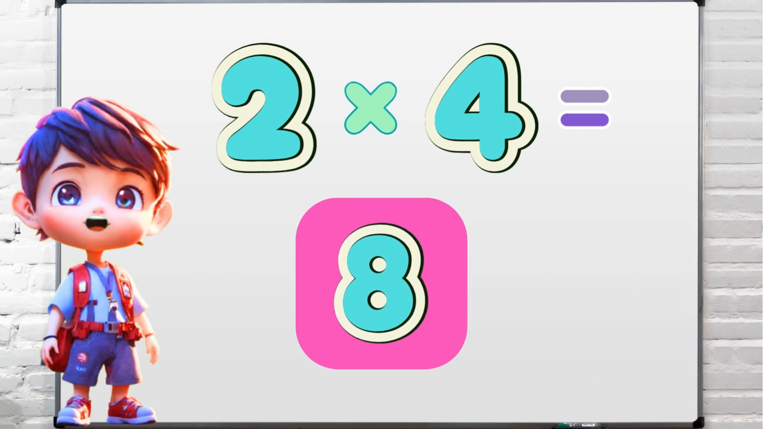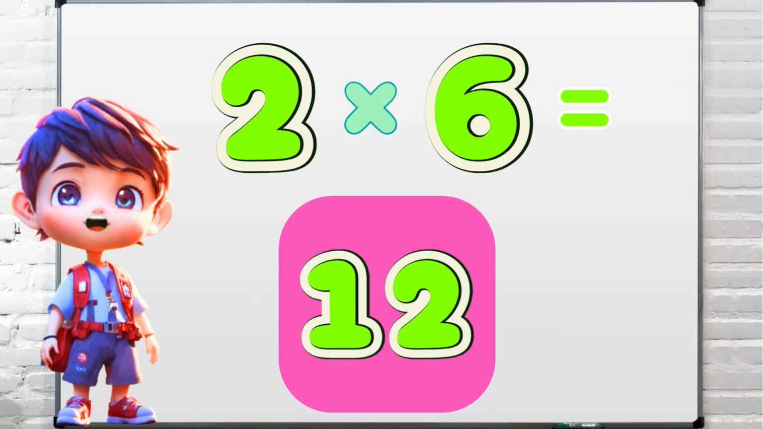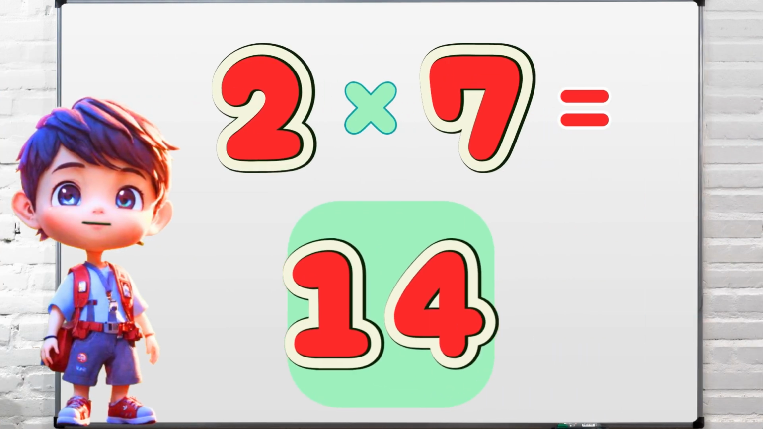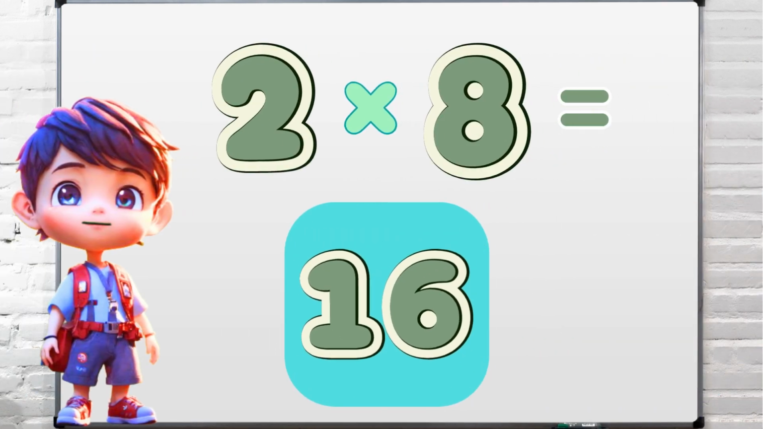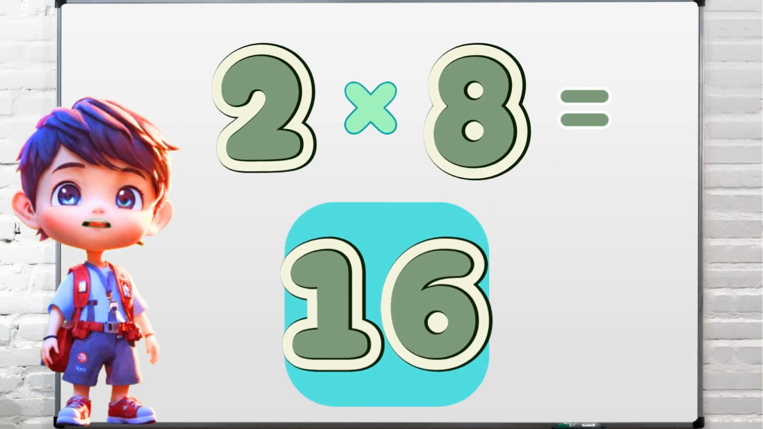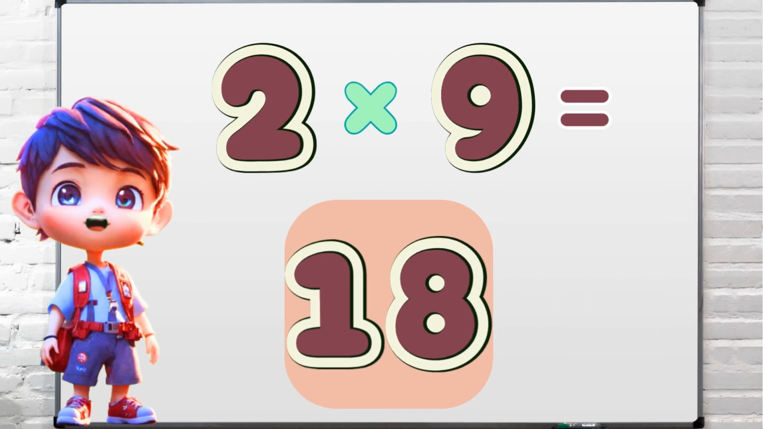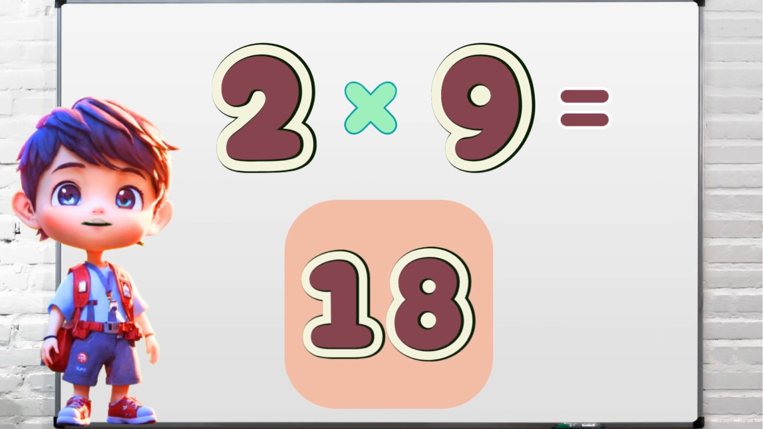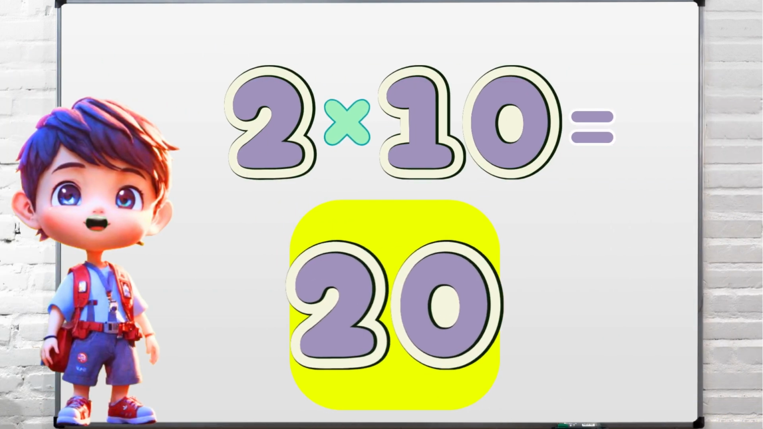2 fours are 8. 2 fives are 10. 2 sixes are 12. 2 sevens are 14. 2 eights are 16. 2 nines are 18. 2 tens are 20.